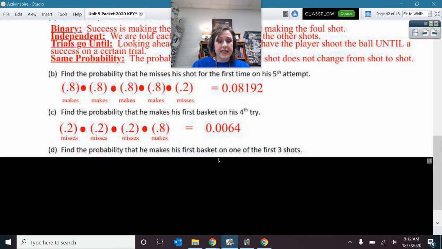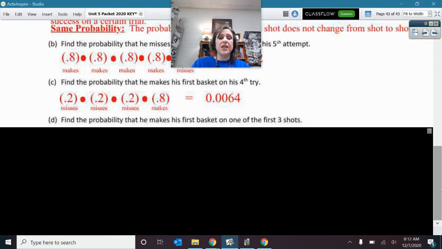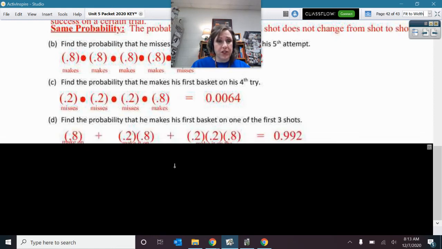Okay, and then find the probability. Now, this is where it gets interesting. Find the probability that he makes his first basket on one of those first three shots. So there's a couple of ways that we can think about this. We can think about this as he makes it on the first, or he makes it on the second, or he makes it on the third. And then we would be adding those three scenarios together.